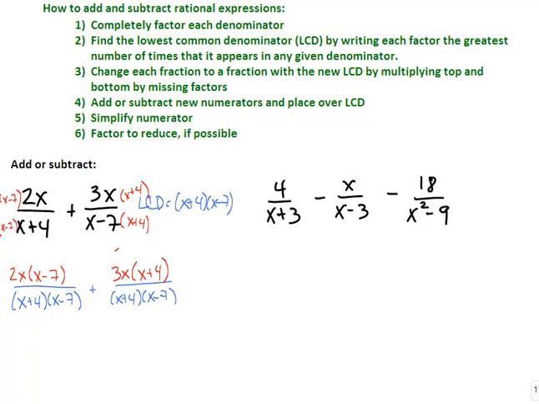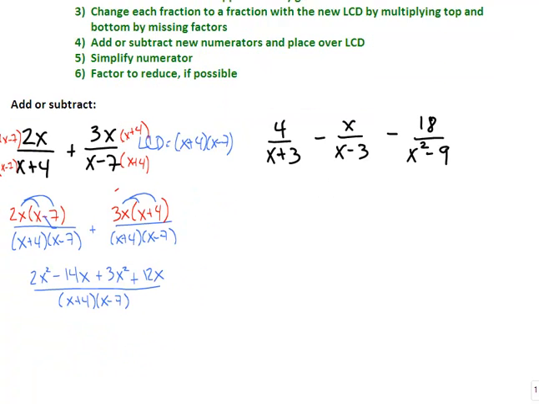Once we have our common denominator, we're ready to go ahead and add across the tops. So I'm going to make this into one single fraction with this common denominator, and I'm going to consolidate the two fractions by combining the two tops. While I'm at it here, I can go ahead and distribute that 2x across and also the 3x across. So 2x times x is 2x squared. 2x times minus 7 is minus 14x. Positive 3x times x is positive 3x squared, and positive 3x times 4 is positive 12x.